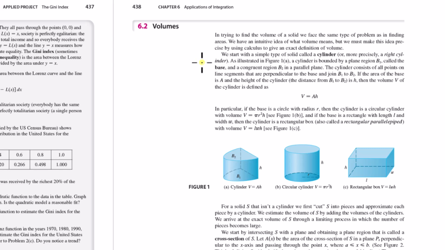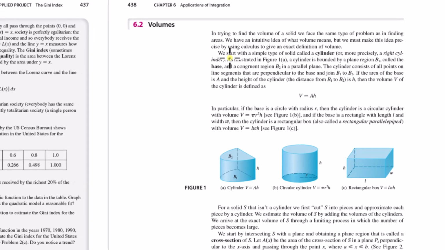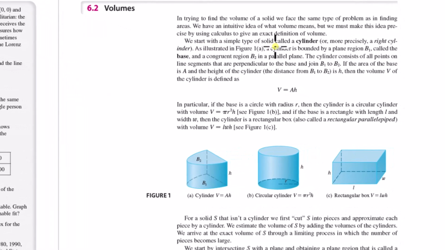exact definition of area. Okay, so it says, we start with a simple type of solid called a cylinder, or more precisely, a right cylinder. As illustrated in Figure 1a, a cylinder is bounded by a plane region B1 called the base and a congruent region B2 in a parallel plane. So we're starting with what's called a cylinder, or more precisely, a right cylinder.